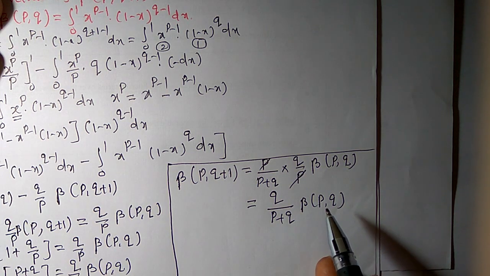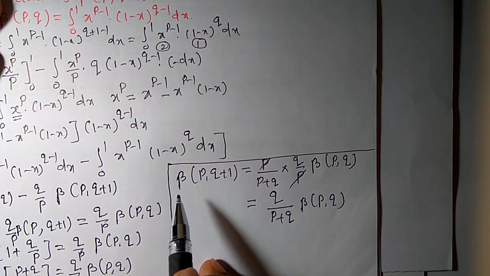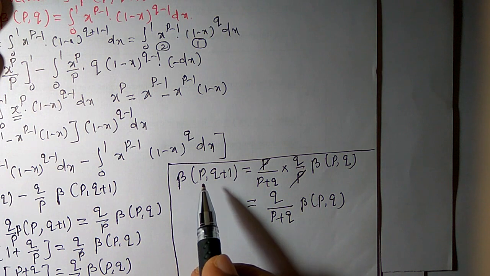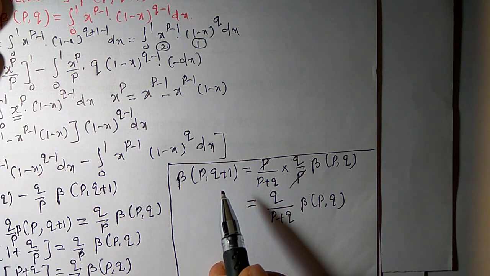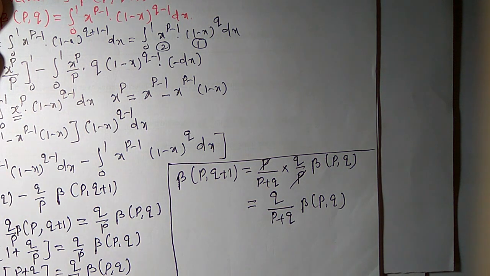So exactly in the similar way, if I want, I can calculate beta of p plus 1 comma q. Right? So thank you very much for observing this video.